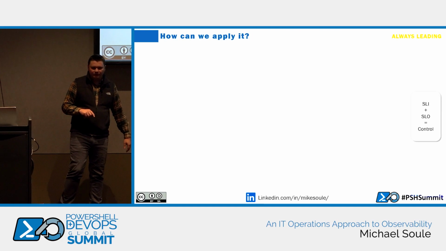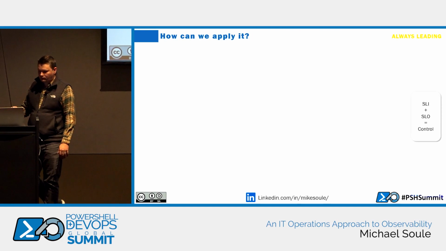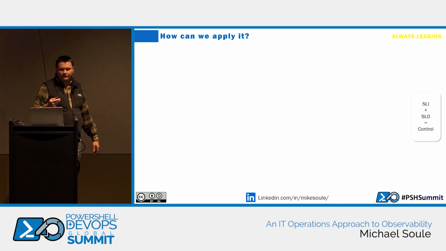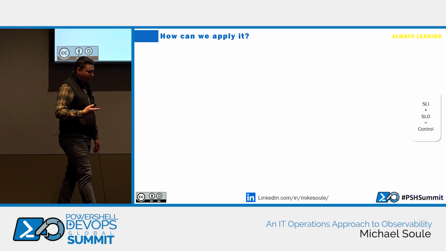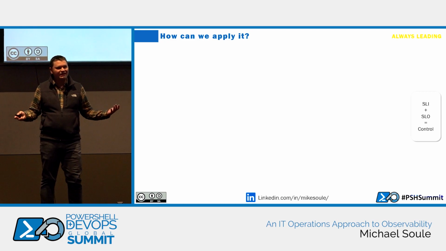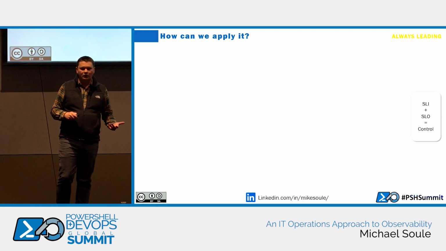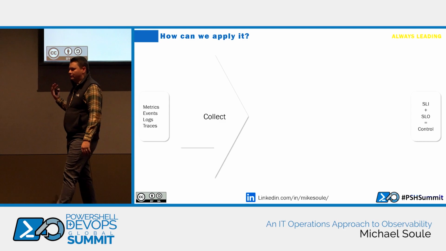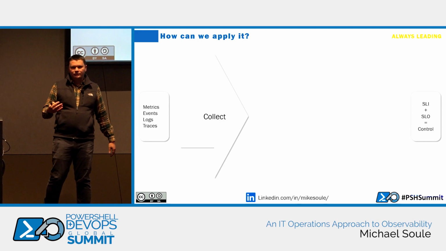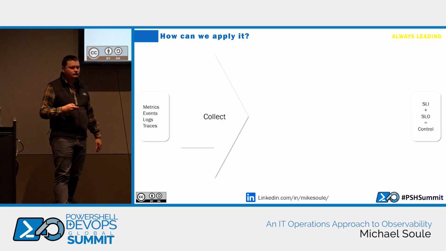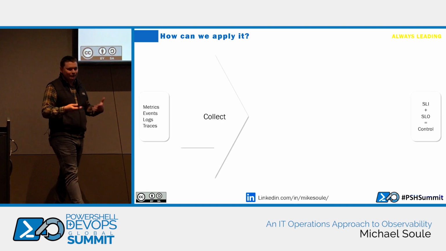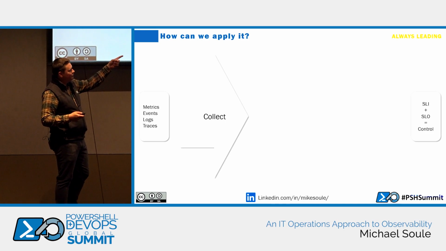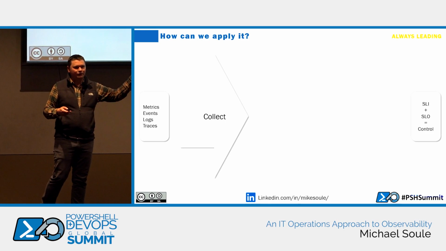So let's talk a little bit about how we can apply it. We know we have indicators and we have an objective, and those combined are something we have control over. We start off saying, well, we know we've got metrics, events, logs. We've got to collect them. First things first, we have to figure out what we are going to collect and consume, because ultimately we're trying to get to those control outcomes.